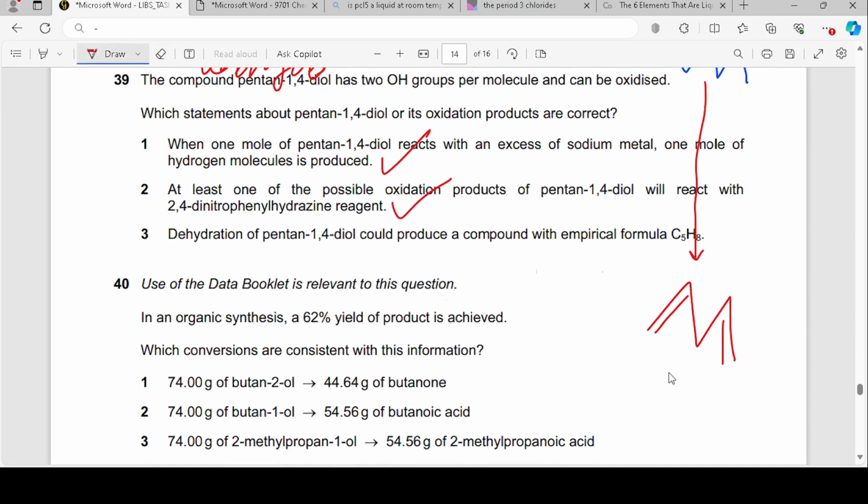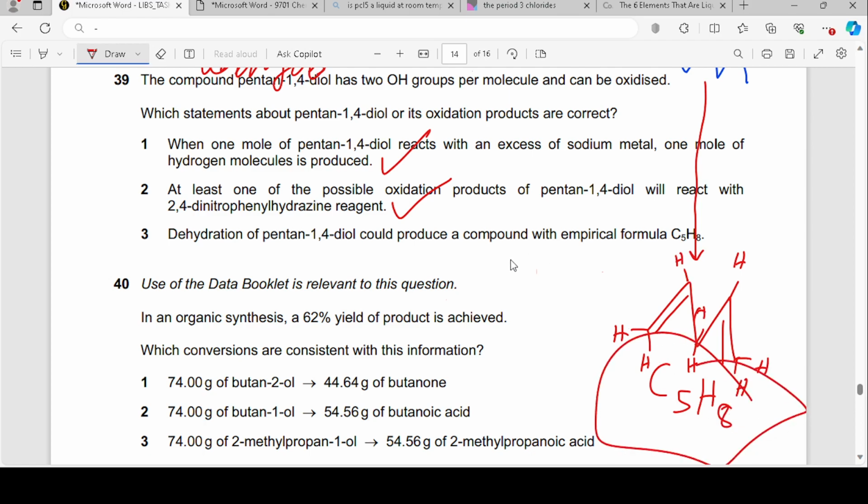I have 5 carbon atoms, so C5, and then H, how many? 1, 2 hydrogens on this side, 1 hydrogen here, 1, 2 hydrogens here, then 1 hydrogen here, and 1, 2 hydrogens here. So how many is that in total? 1, 2, 3, 4, 5, 6, 7, 8. C5H8. So I can see right off the bat that this is true. It can produce a compound with C5H8 as the molecular formula. So 1, 2, and 3 are all correct statements, and therefore my answer is going to be A.